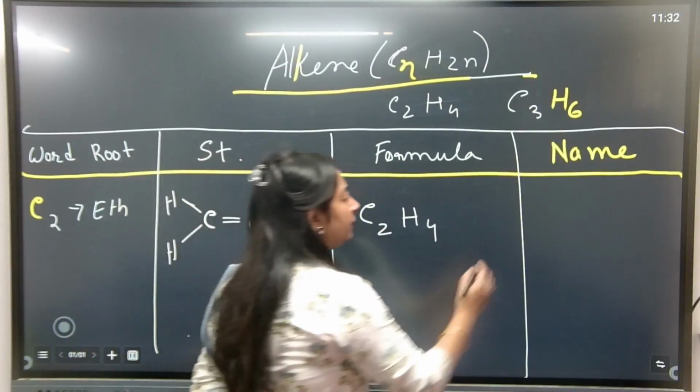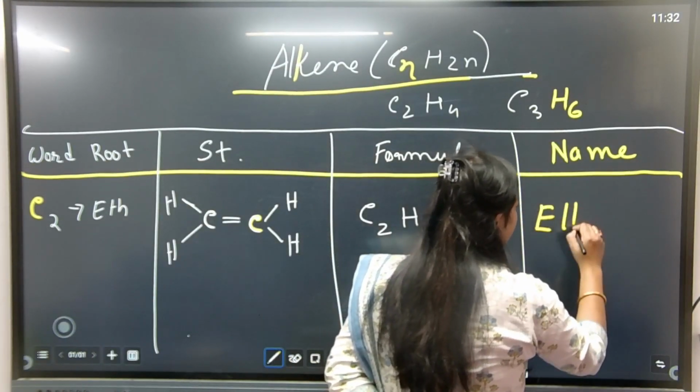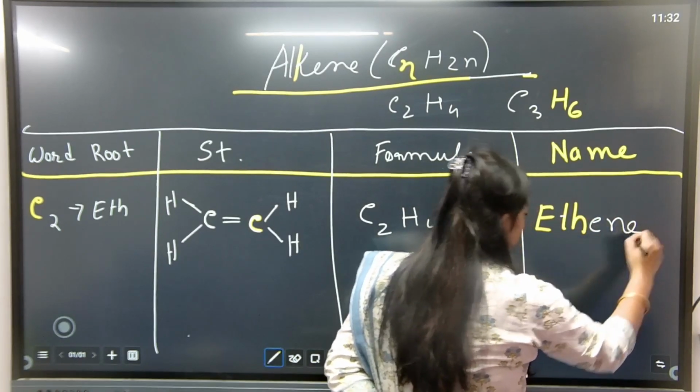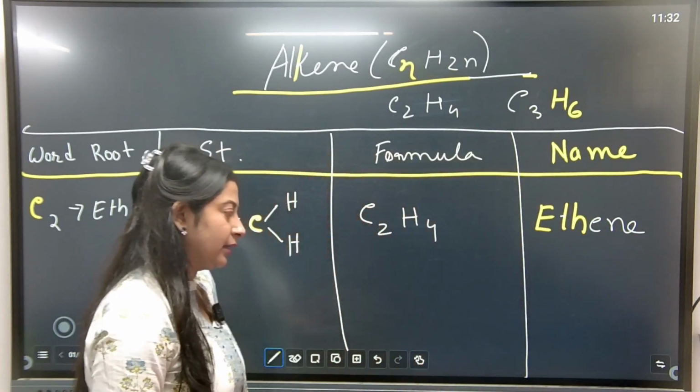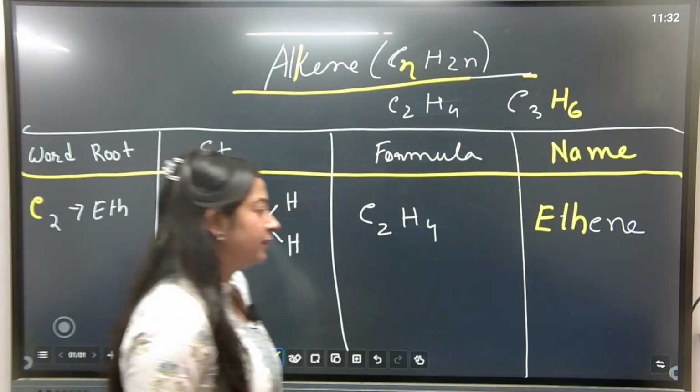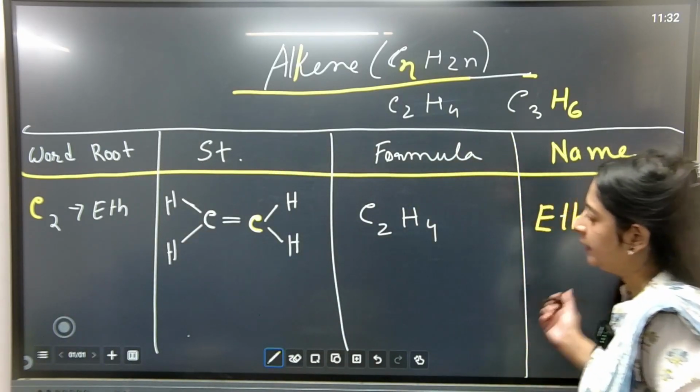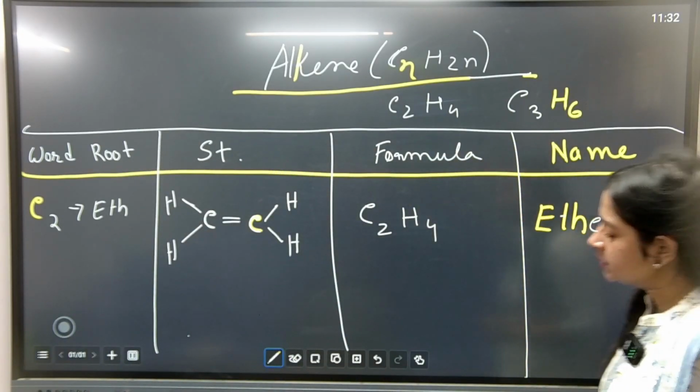Okay, the name will be right. Ethene. Earlier it was ethane, now ethene. Earlier there was no e ending like this, now it is there. So this is the first molecule.